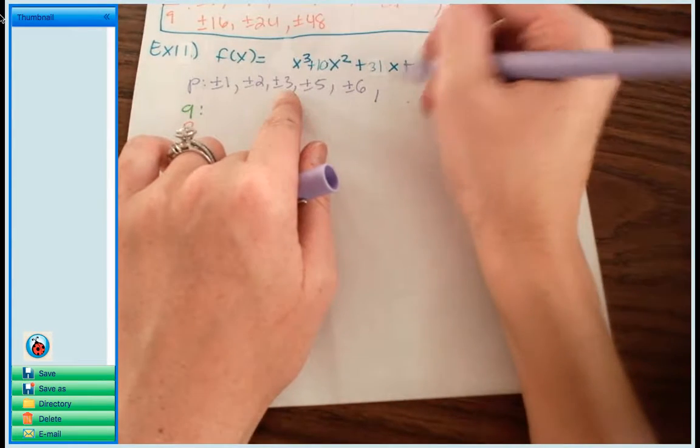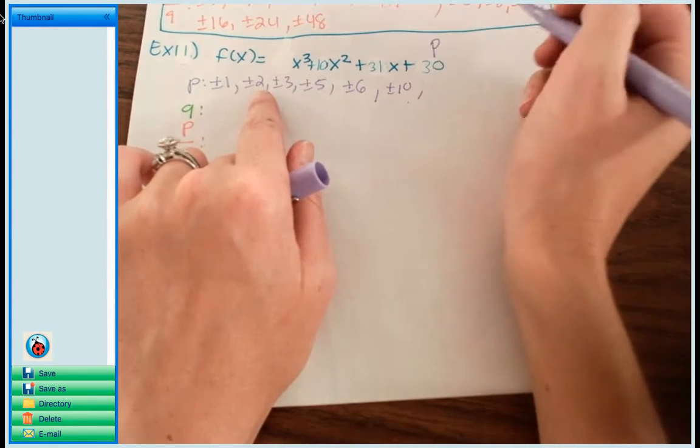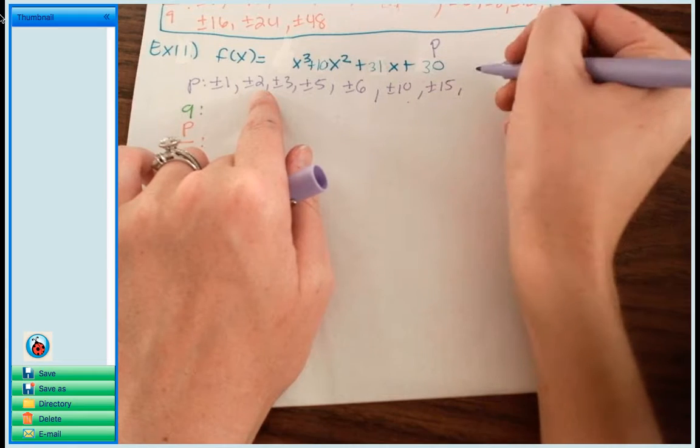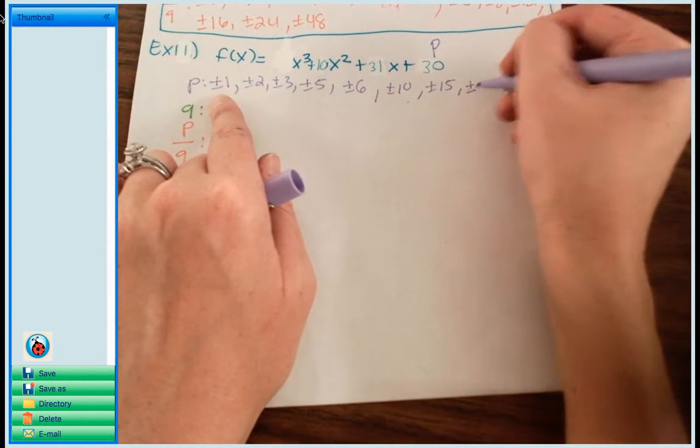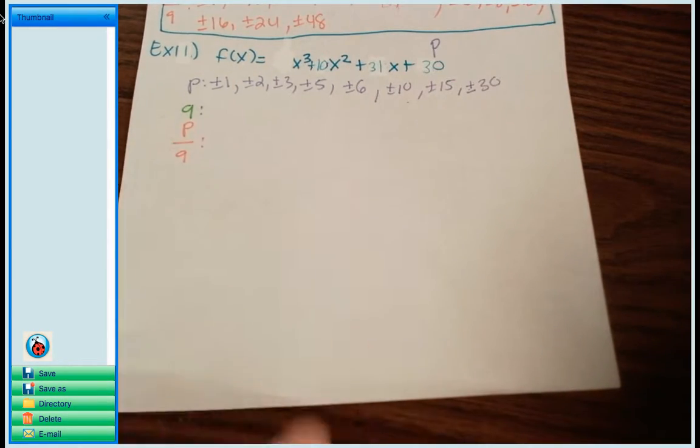Alright, 3 times 10 will give me 30. 2 times 15 will give me 30. And 1 times 30 will give me 30. So I got all my P's. Alright, now my Q's. I list everything that goes into my first coefficient that I see.